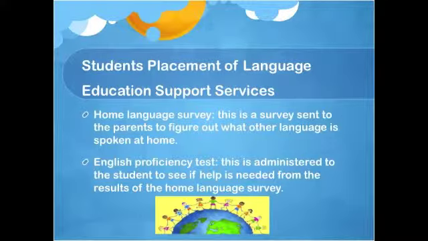In order to know where students need to be placed in regards to special language support services, a student must take home what's called a home language survey. This survey identifies what other languages are spoken at home. Once this is done, then the student can take the English language proficiency test to see what types of educational support are needed.